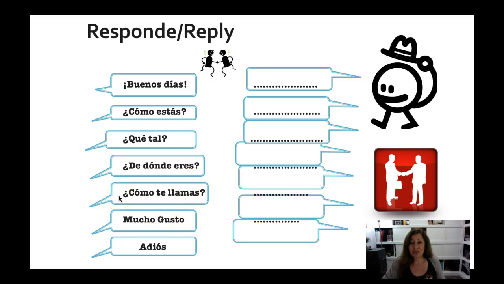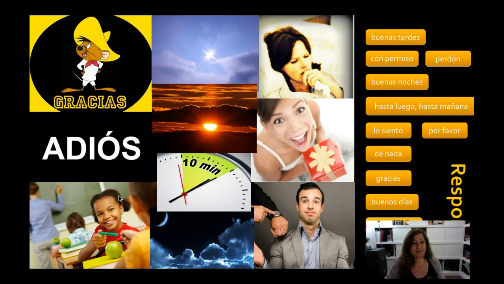¿Cómo te llamas? What's your name? You answer, me llamo, and then whatever your name is. You can never, nunca say, me llamo es. Pain in my soul. Just say, me llamo Maria, me llamo Juan, or whatever. I say to you, mucho gusto. You could say, encantada, if you're a female. If you're a male, you could say, encantado. You could also say, igualmente. Adiós. Your choices are chao, hasta luego, hasta pronto, and hasta mañana, or hasta la vista.